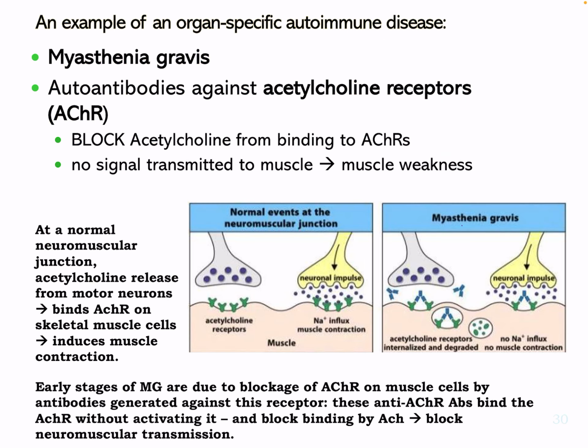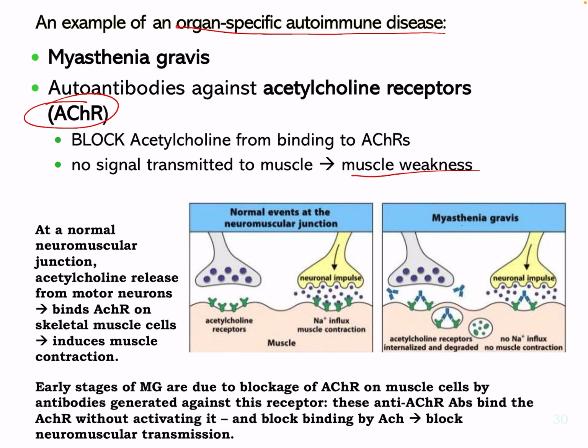So myasthenia gravis is an example of an organ-specific autoimmune disease in the nervous system. In myasthenia gravis, we have autoantibodies against acetylcholine receptors, or AChR, and these block acetylcholine from binding to the receptors. This means no signal is transmitted to the muscle and causes muscle weakness, and can eventually lead to paralysis.